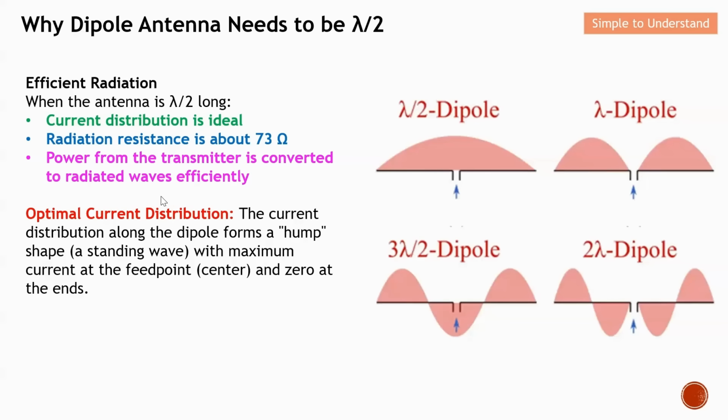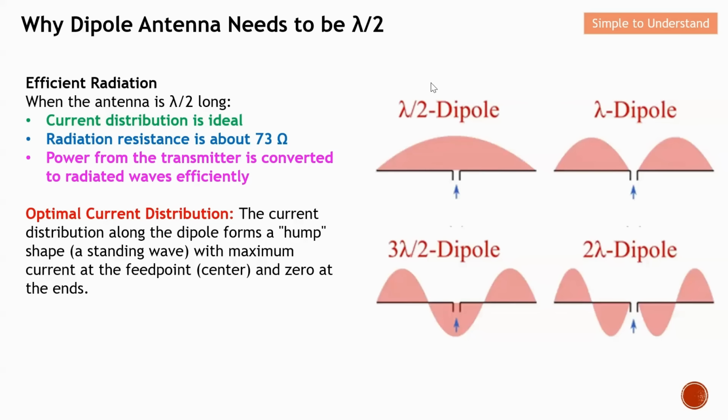Let's quickly understand why an optimum current distribution is ideal. As you can see from this diagram, when the dipole antenna is half of a wavelength long, it creates a hump, which is a standing wave with maximum current at the feed point, at the center, and zero at the ends. When we increase the length slightly, the effects may cancel each other. So in short, it is always preferred to have the length of the dipole antenna around half of a wavelength long.